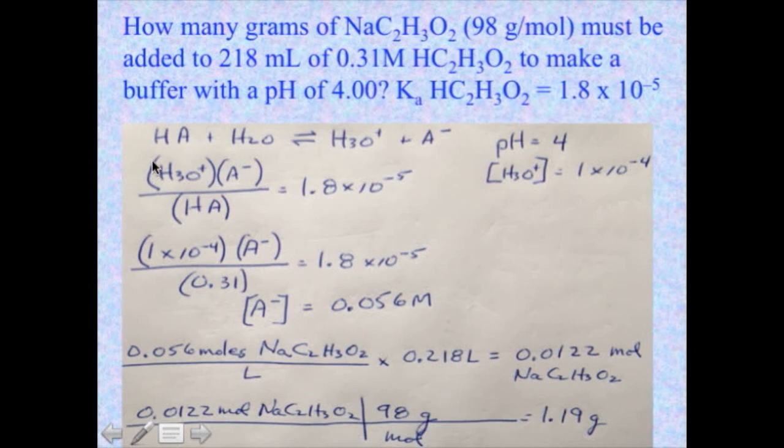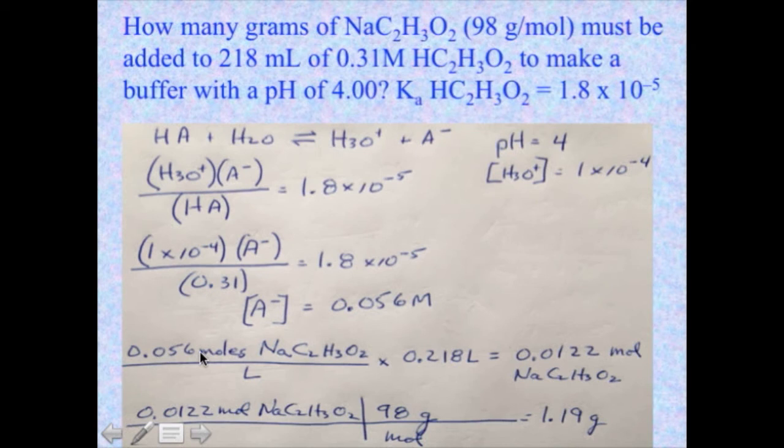Okay, so here we go. Here is the equilibrium expression, H3O plus times A minus divided by HA equals 1.8 times 10 to the minus 5. The pH is 4, so that is a hydronium ion concentration of 1 times 10 to the minus 4. That's hydronium. And the acetic acid concentration is 0.31. So now we solve for the acetate ion concentration, comes out to be 0.056 molar.